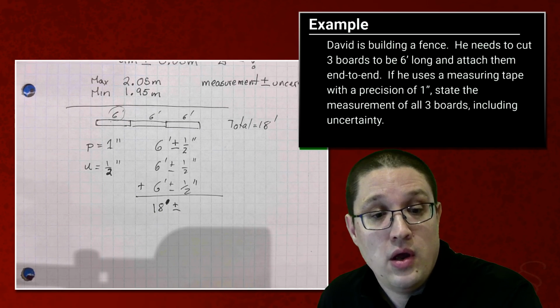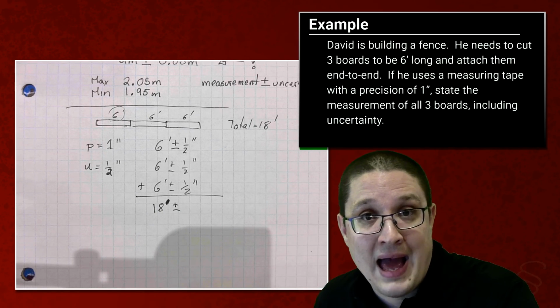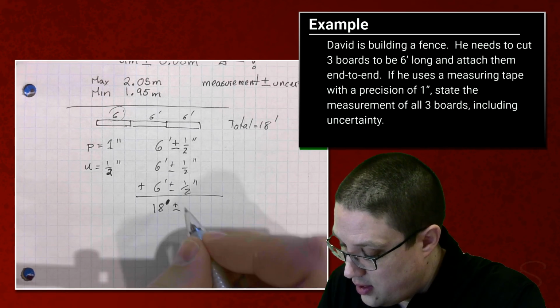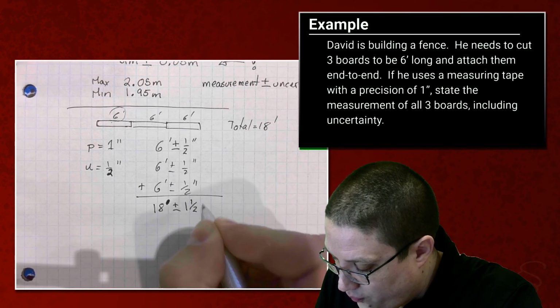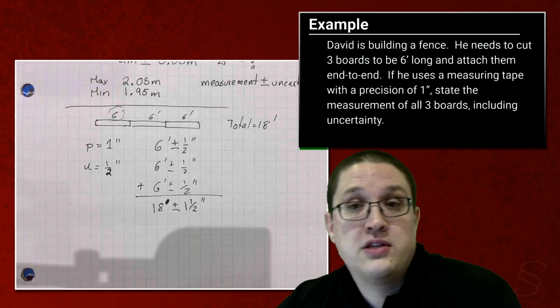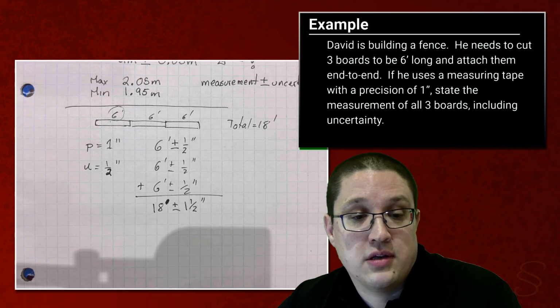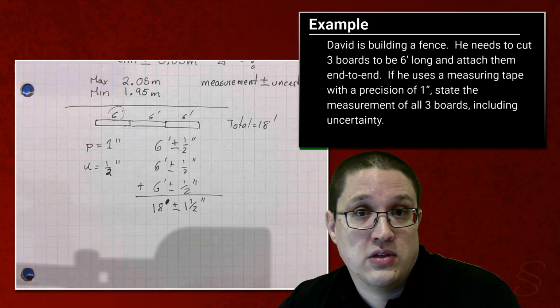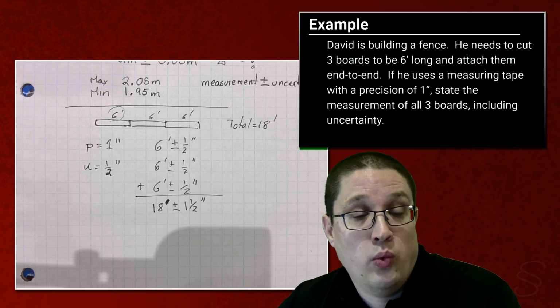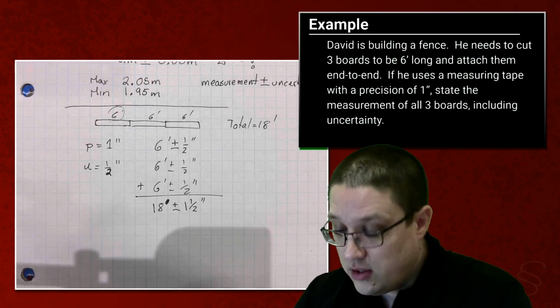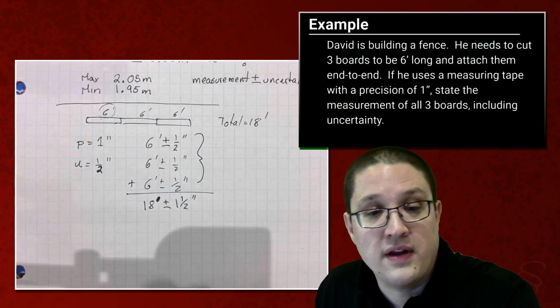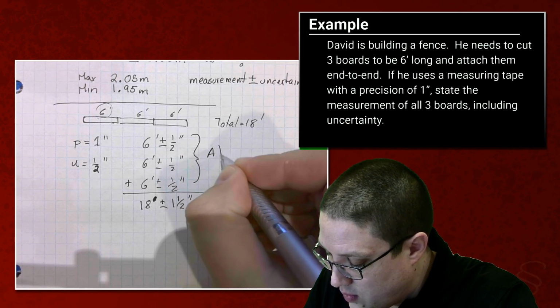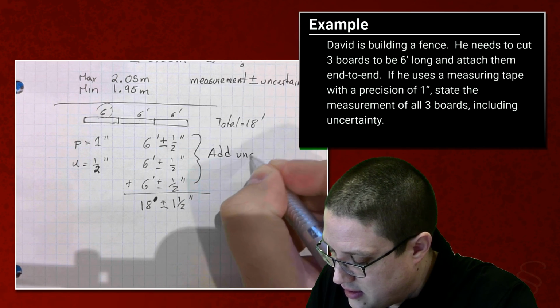This is important. When you add measurements, you need to add the uncertainties as well. So this here is 18 feet plus or minus 1.5 inches. So if David is trying to fit these 3 boards in a space that is exactly 18 feet, he needs to use a more precise measuring tool. This one would not be precise enough. So the important thing from this example is we need to add the uncertainties.